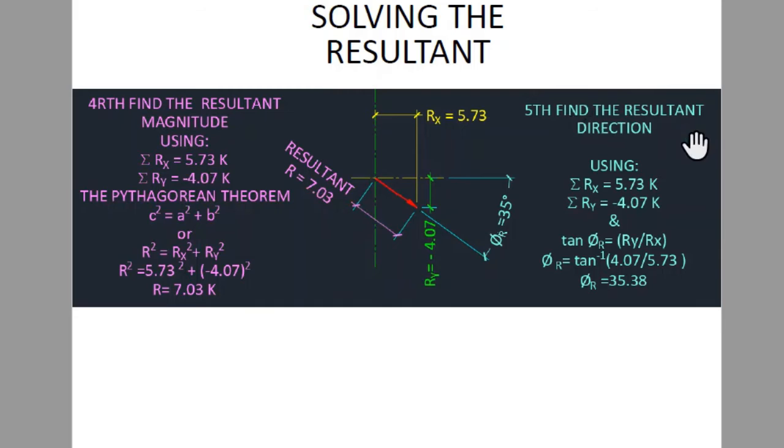Next, we find the resultant's direction. We can do this by using, again, the sum of Rx components and the sum of Ry components, and the function tangent of theta for the resultant is equal to Ry divided by Rx, and theta of the resultant is equal to the tangent inverse of 4.07 divided by 5.73, and we find that the resultant's theta is equal to 35.38 degrees.